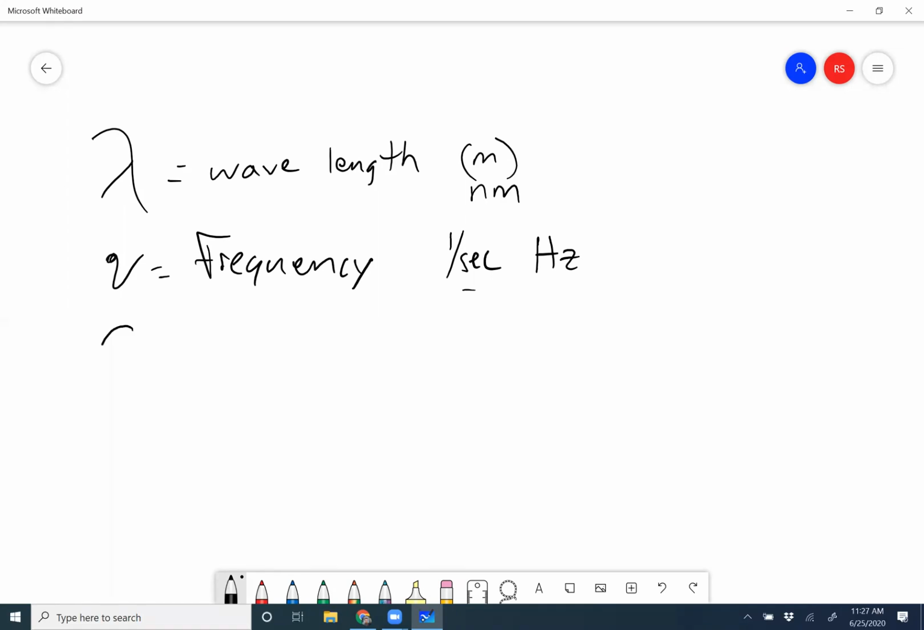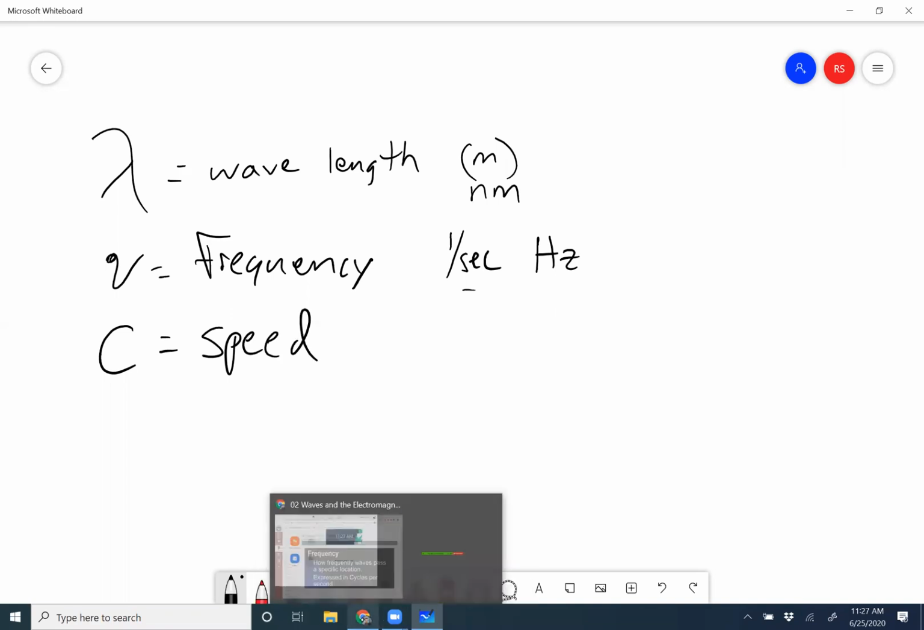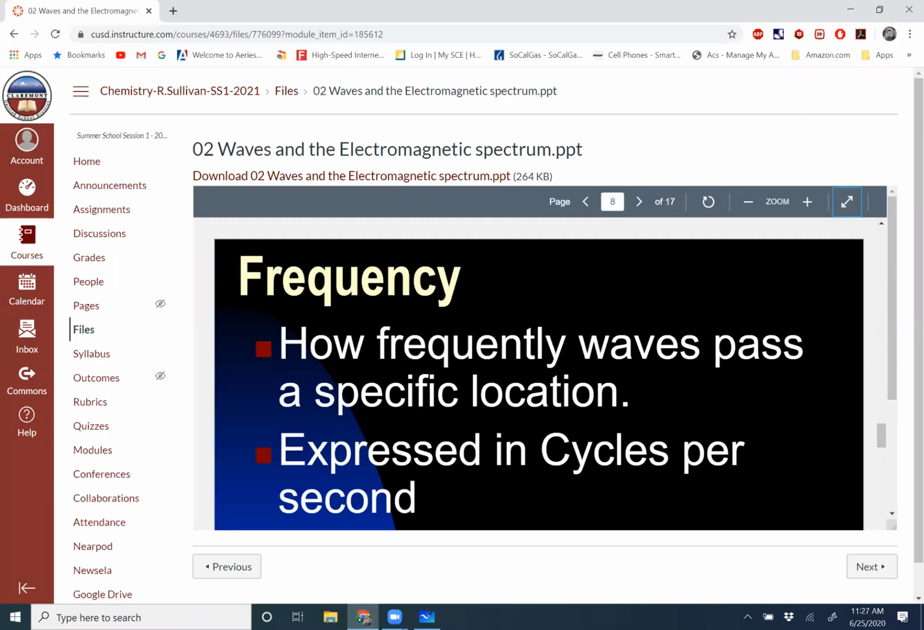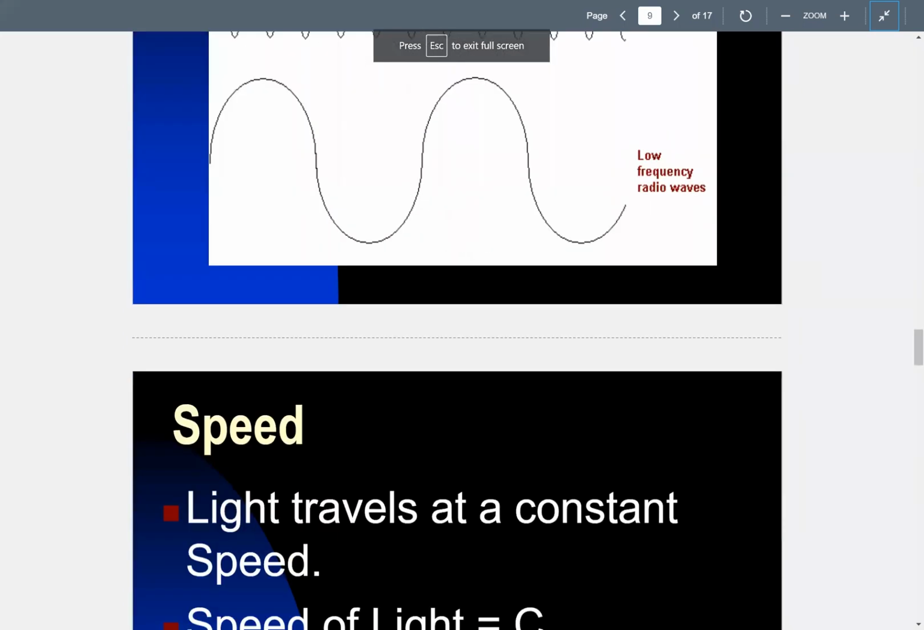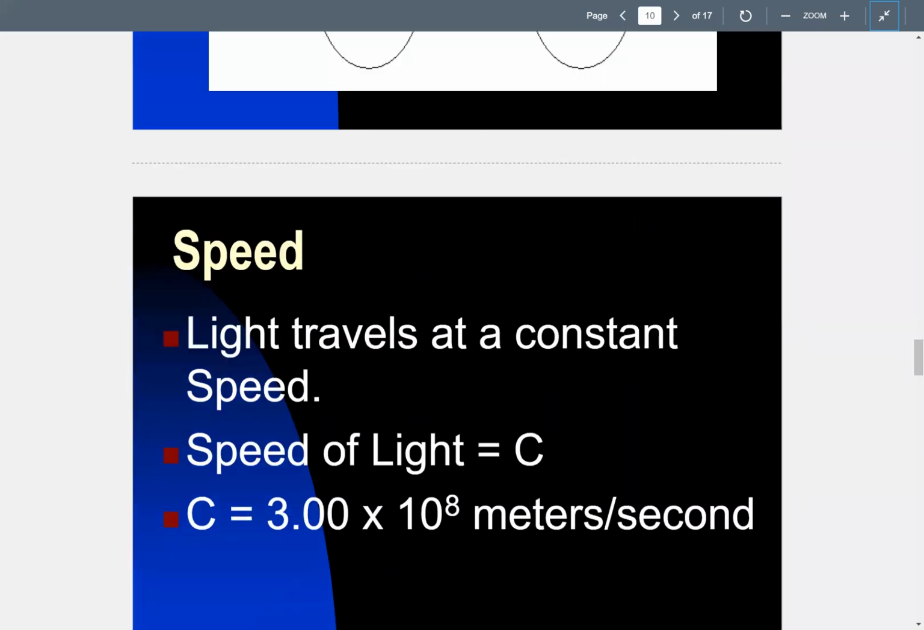So then finally we have speed. Speed is c. Well, if you notice, if you have a distance and you have a time, then you have distance over time, and distance over time is speed.